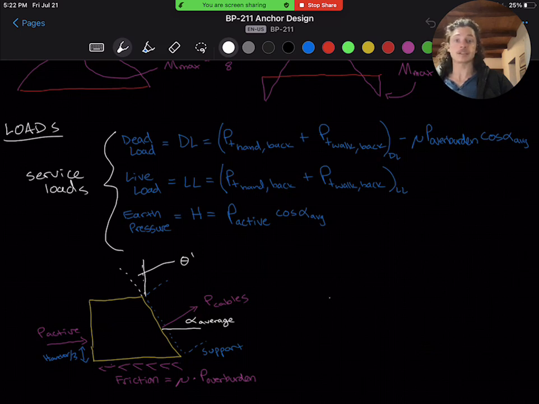Our live load is just going to be our handrail cable tension and our walkway cable tension, just the live load portion. And our earth pressure is simply that P active value times the cosine of our average cable angle to translate it into the same direction as the front face of the anchor. And this is all drawn here on our free body diagram.